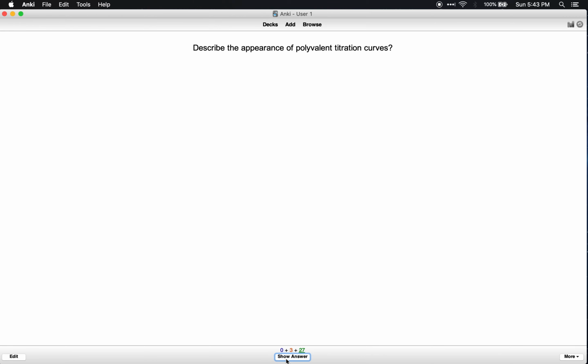We just have multiple equivalence points for polyvalent titration curves. Each one represents a pKa.